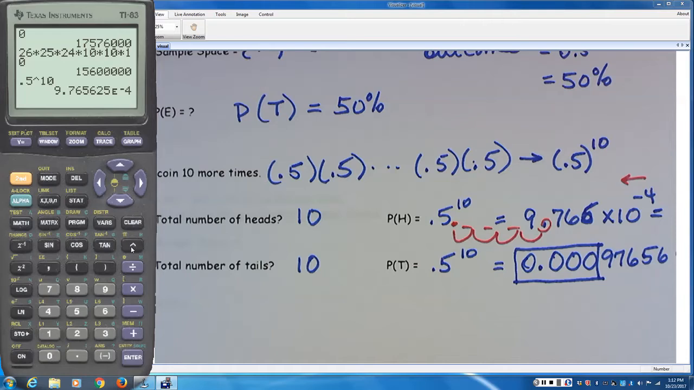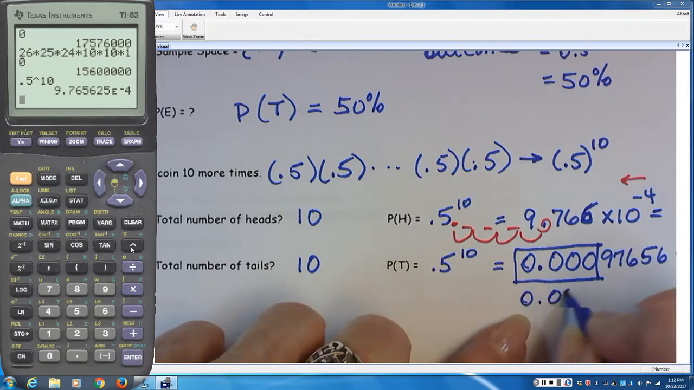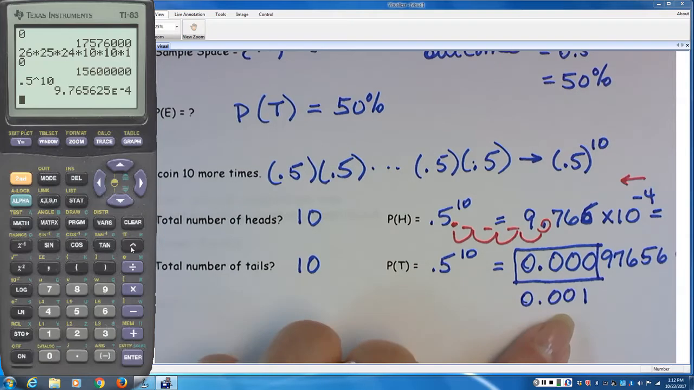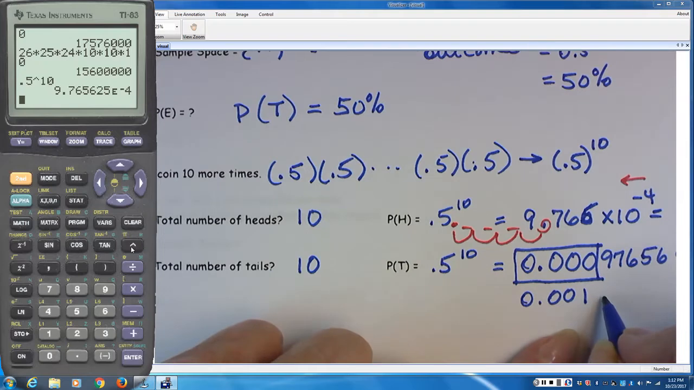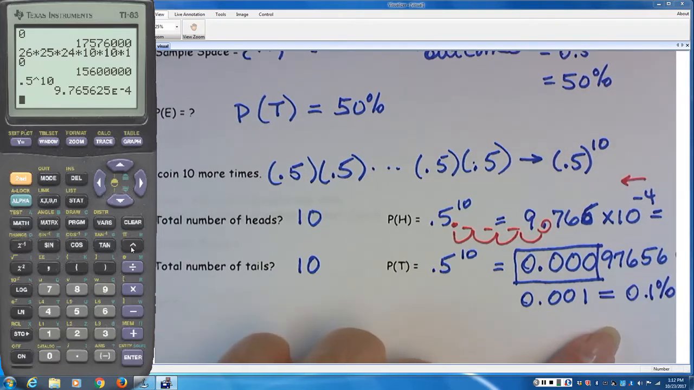what is that probability really going to be? Well, it's going to be really close to 0. It's going to be 1/1000th of a percentage, or 1/1000th. Now, if you change that to a percent, then it's 1/10 of 1%. Be sure that you can convert from decimals to fractions and percentages correctly, okay?